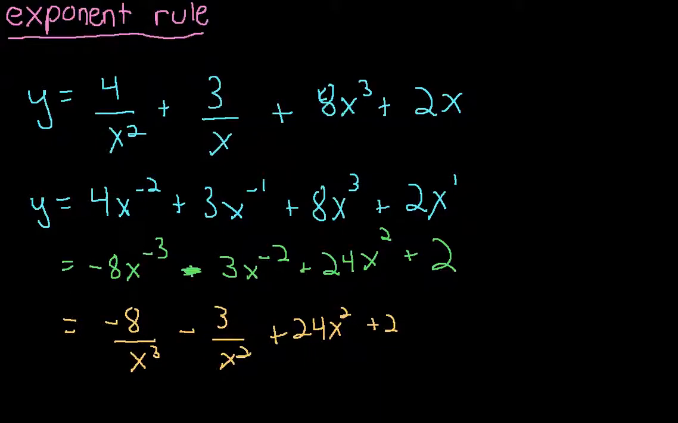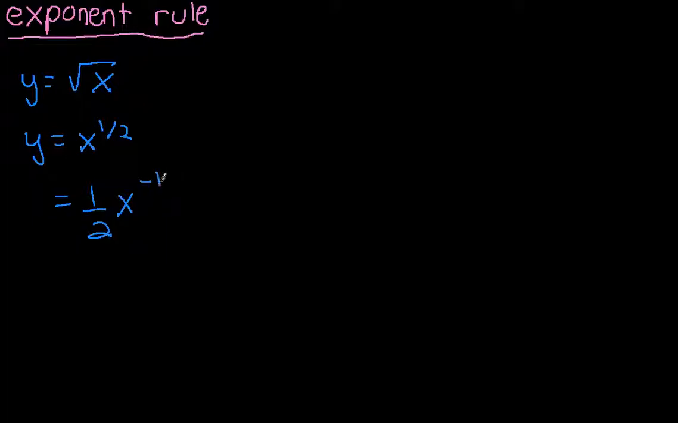We'll do one more example where we do actually a square root, because that's another type of exponent. So let's say I wanted to do y is equal to the square root of x, and I wanted to find the derivative of that. Well, remember that the square root of x is just the same as x to the 1/2. So following the exponent rule, I bring the 1/2 to the front, and when I subtract 1 from that exponent, it becomes negative 1/2. So it's 1/2 times x to the negative 1/2.